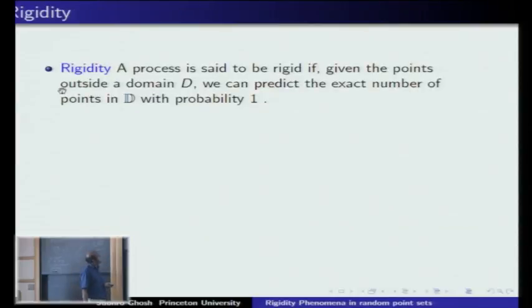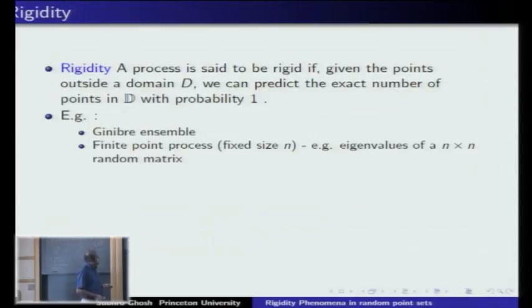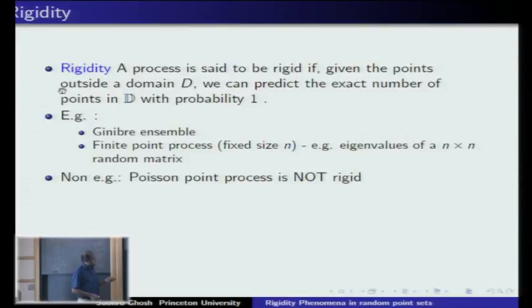Okay, so we call a point process rigid if, given the points outside a domain, we can predict the exact number of points inside. So precisely the same property which we have here. Of course, the Ginibre ensemble is one, and another example is any finite point process of fixed dimension, because you can just take differences of number of points. And a non-example is a Poisson point process, of course.